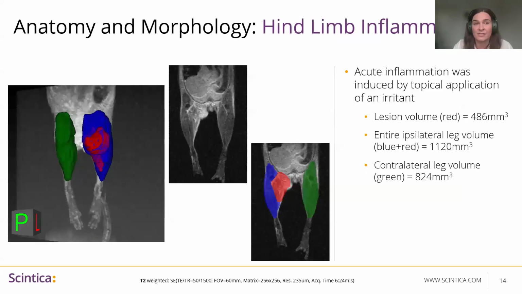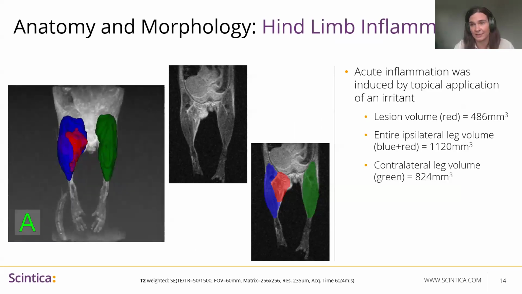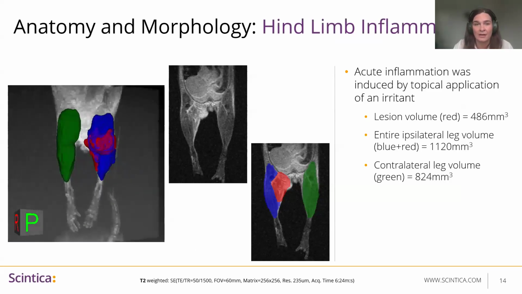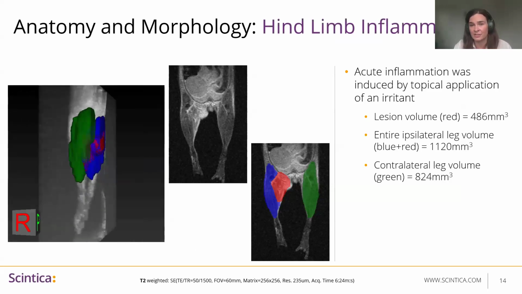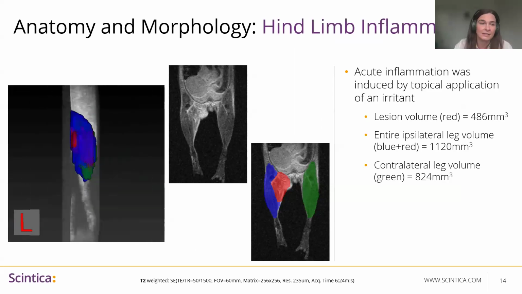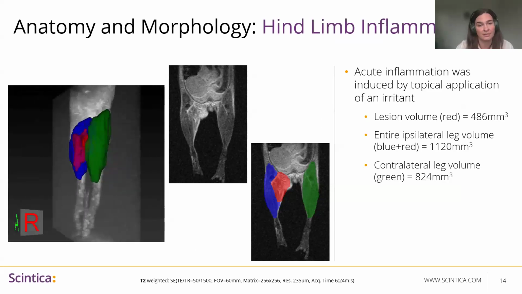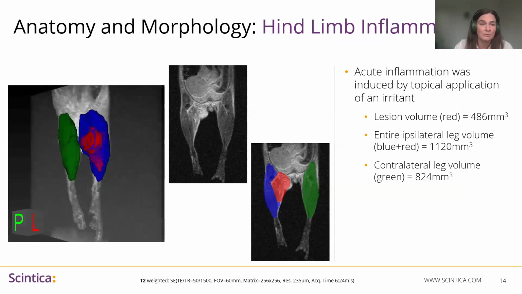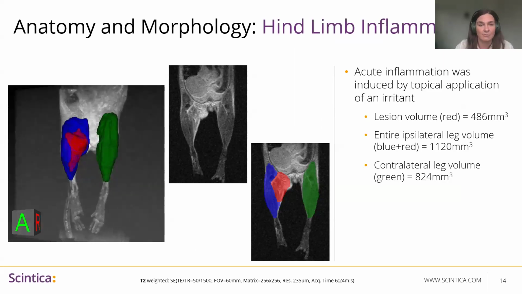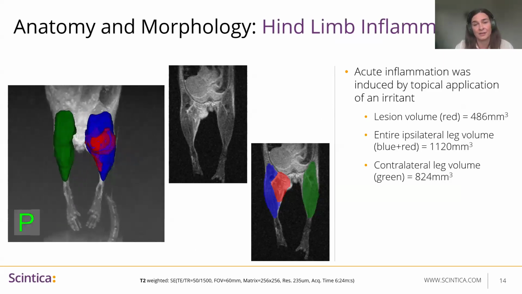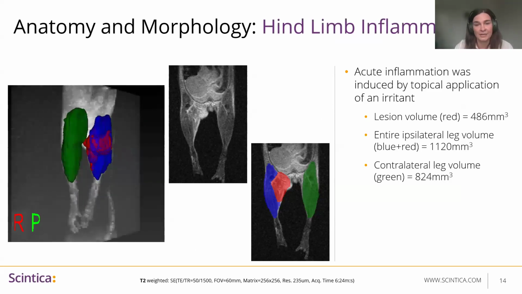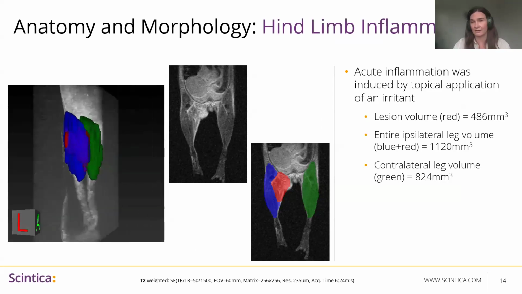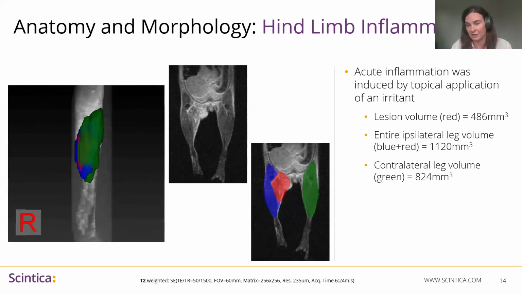Some additional examples of anatomy and morphology include looking at hind limb inflammation. So in this case, this model induces acute inflammation by a topical application of an irritant. So we're able to segment out the inflammation, which is shown in red, and then we're able to also quantify the volume of the leg muscle, both in red and blue and green. And so then we can compare that using the animal as its own control.